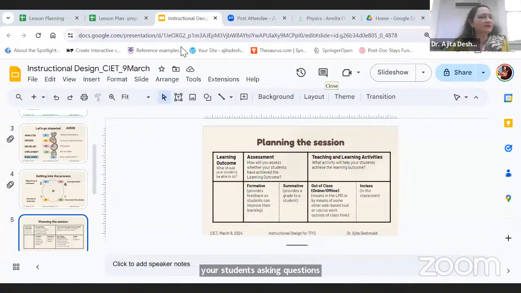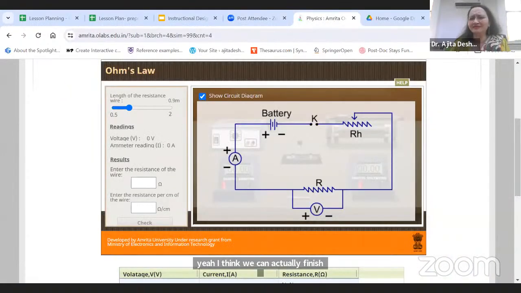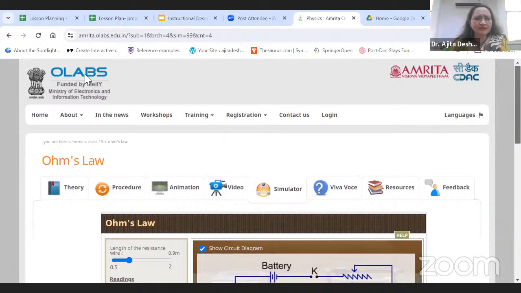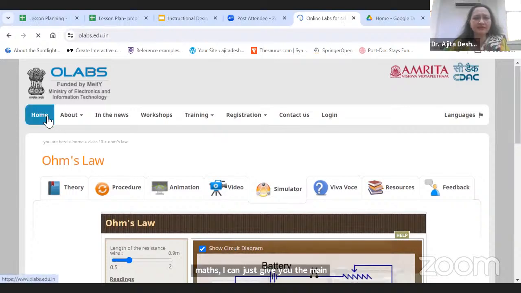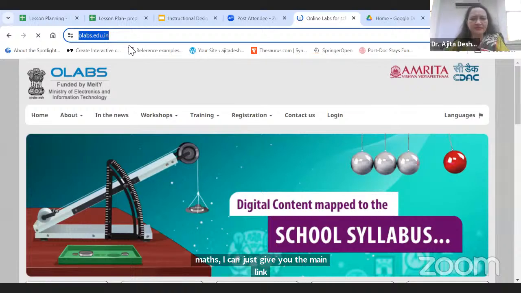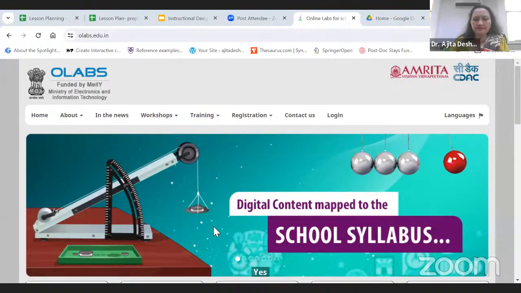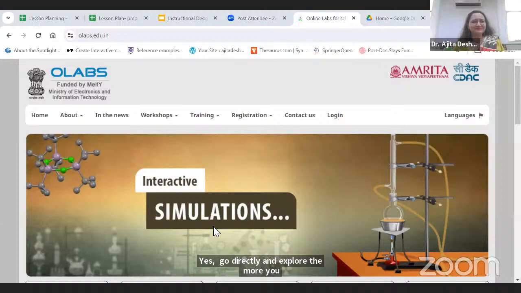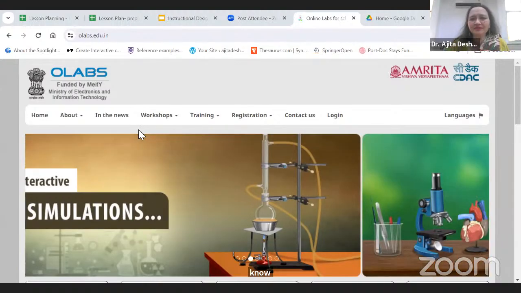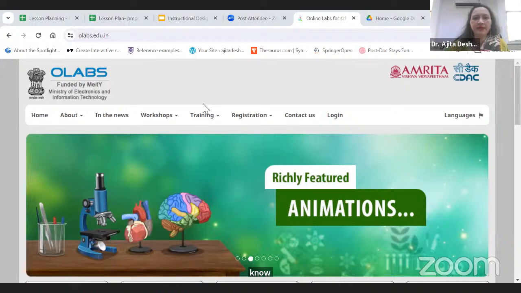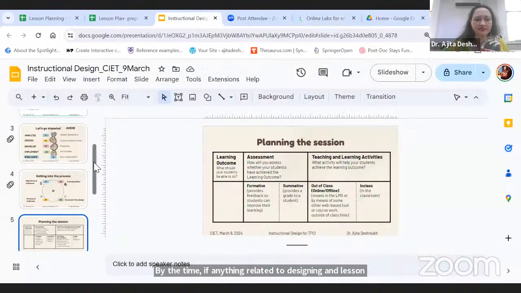Yeah, I think we can actually finish now. Yeah, show OLabs in maths. Okay, I have shared the link with you. I can just give you the main link and please go ahead and explore. I think it was done. Yes, please, I'm sharing the OLabs link here. You can go directly and explore. The more you explore, the more you will know. If you have anything to ask related to designing, lesson planning and instructional design, please ask.